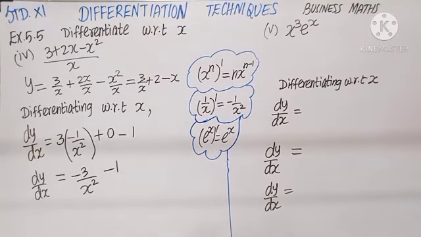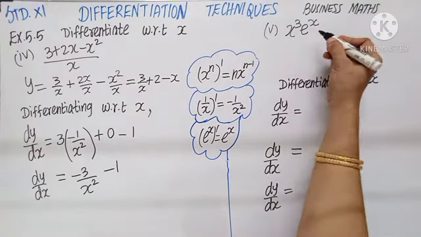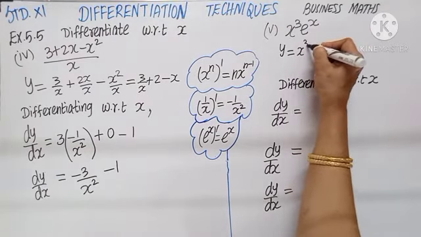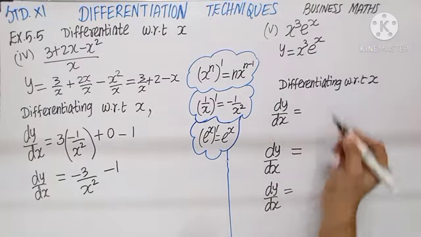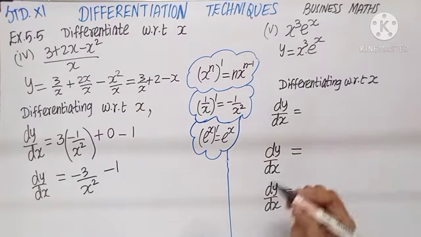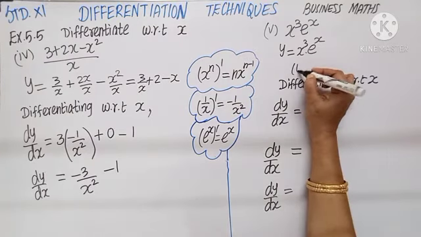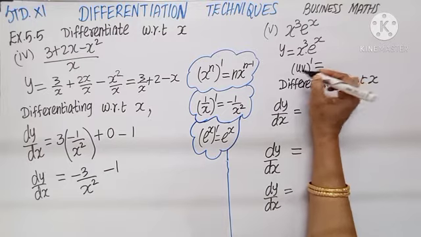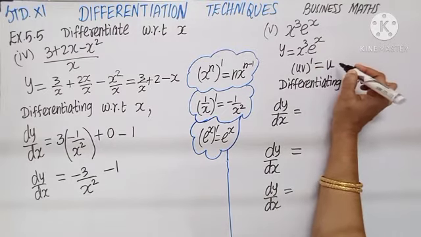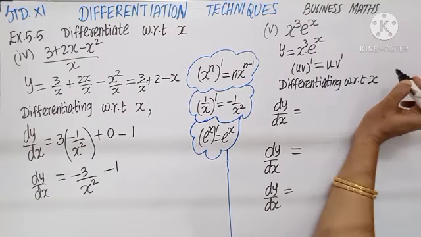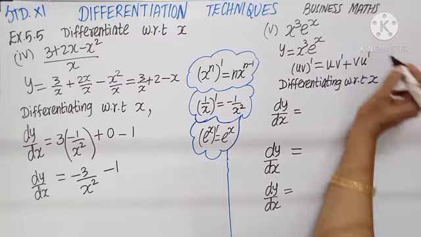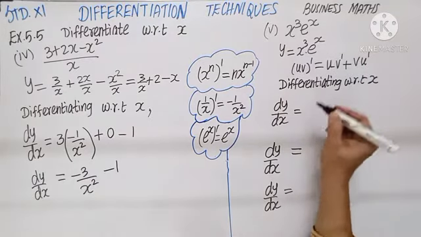Fifth subdivision, x cube e power x. When you consider y is x cube e power x, there are two terms in product. So what is the formula? Treat uv the whole dash, product of two terms. Keep the first term, differentiate the second term, plus keep the second term, differentiate the first term.